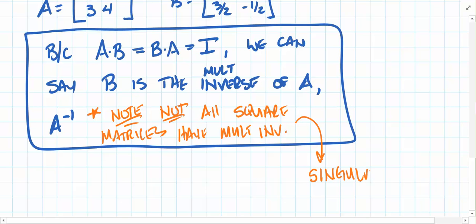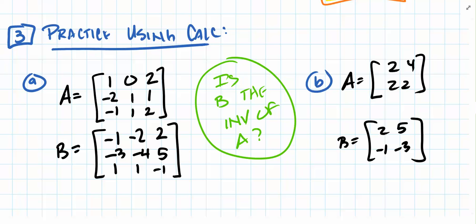So if we determine that a matrix does not have an inverse, the word that we use to describe that matrix, it's a vocab word, is just the word singular. Okay, so there's two examples here. There's example A and example B. I want you guys to practice using the calculator. You're trying to answer the question whether or not B is the inverse of matrix A. Practice using the calculator right now and determine whether or not B is the inverse of A.